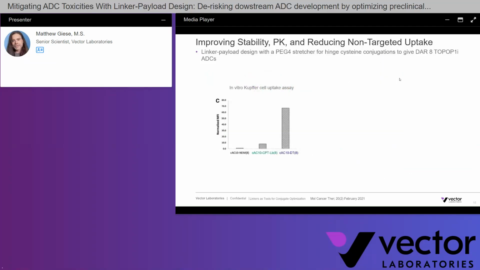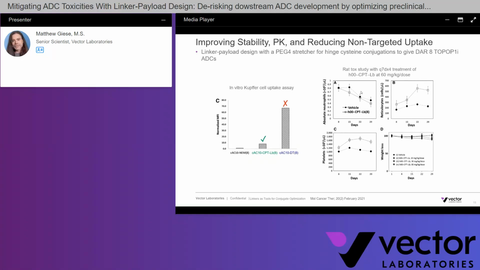On the tox side of things, when conjugates were evaluated in an assay designed to predict nonspecific uptake by the liver, there was clear differentiation. And conjugates with LB were taken up 7 to 10-fold less than conjugates with DT. This low nonspecific uptake was also correlated with favorable rat tox studies. And where rats were dosed with non-targeting conjugates, they had hematology measures that were similar to vehicle, and there was minimal loss in body weight.